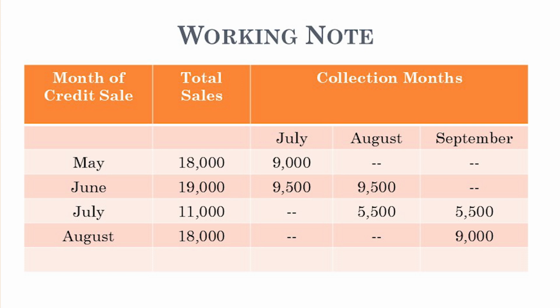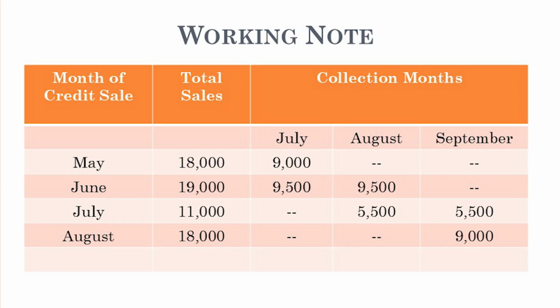Then I have taken July. July total is given to me as 11,000. So this will be realized in the month of August and September. So again 11,000 half, that is 5,500 in the month of August and 5,500 in the month of September.